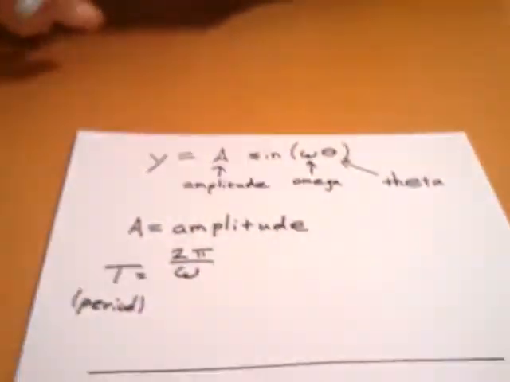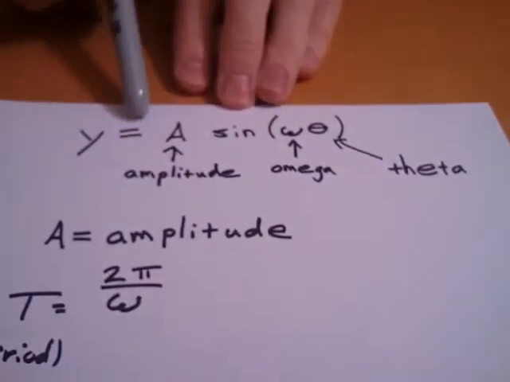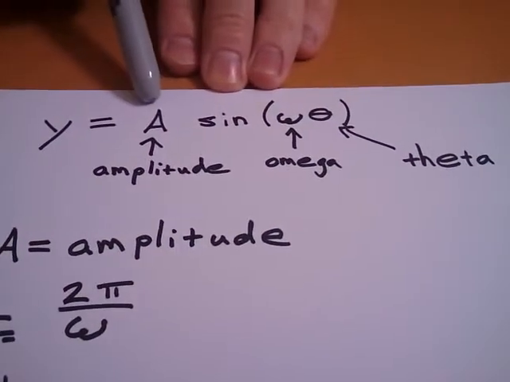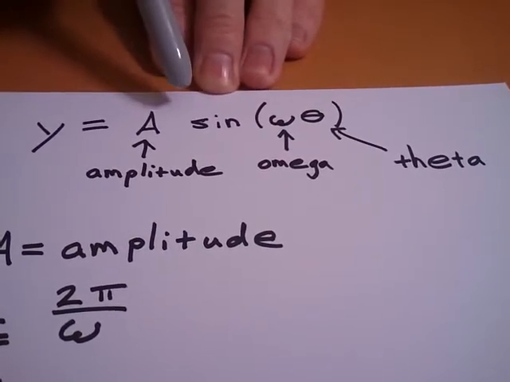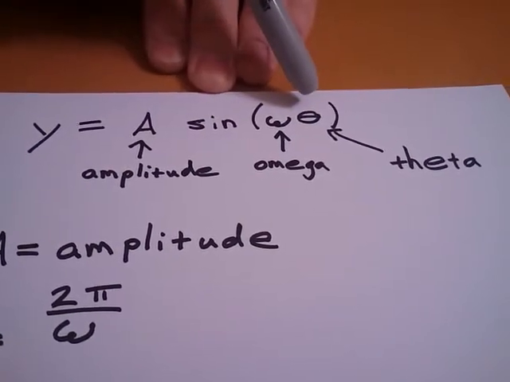Hello. Now we are going to be looking at how to graph and describe sine and cosine waves via the sine and cosine functions. So for starters, let us take a look at what this format is going to look like. You've got y equals a times the sine or cosine, either one will plug in just fine here, of omega times theta.